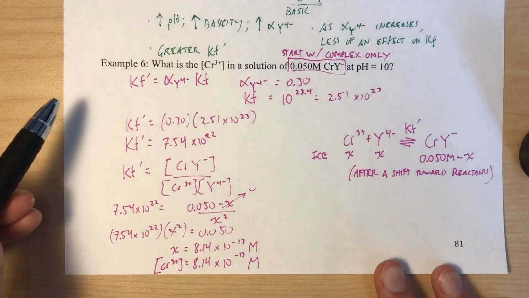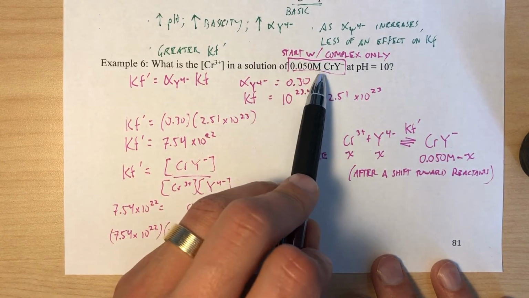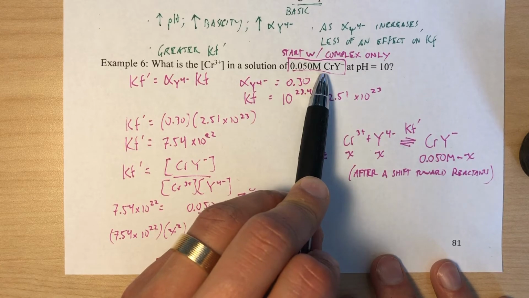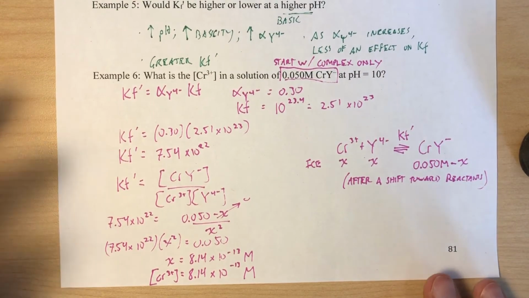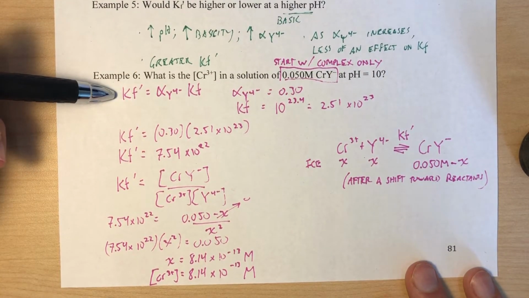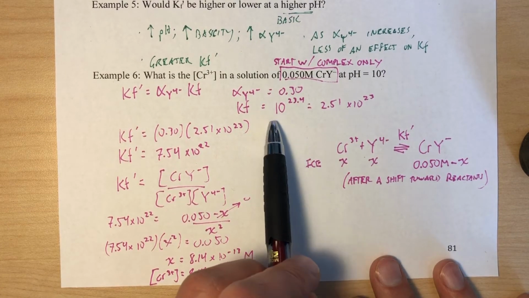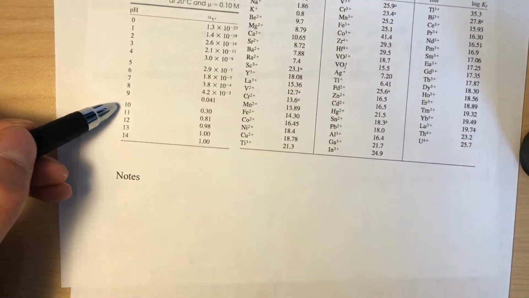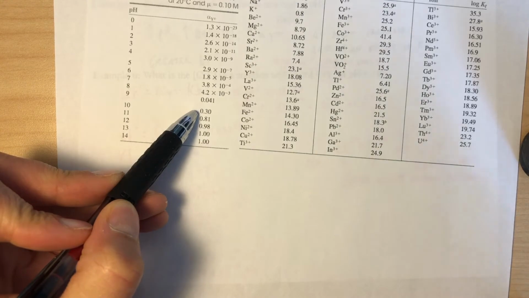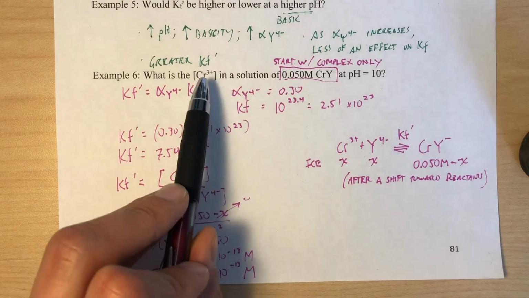In example 6, we're going to be calculating the concentration of the metal ion in a solution where we start with the complex, and we have 0.050 of chromium EDTA at a pH of 10. So we need to first identify what our equilibrium expression is, and then we can move on from there. So our Kf prime value is going to be equal to alpha of Y4- times Kf. Now, we need to use those tables in the back to figure out what those two values are. So first, at a pH of 10, which is given in the problem, our alpha value is 0.30. So we can record that here. Our Kf is going to be for chromium 3+.